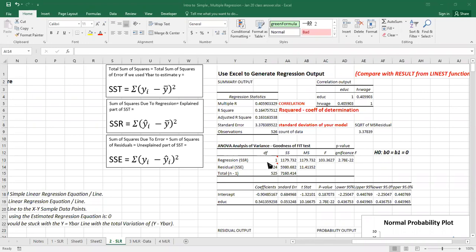Okay? And then this, guys, is your SSR, SSE, and your SST. Sum of the squares. SS refers to sum of the squares. Okay, I already wrote the formula here. SSR, sum of the squares due to regression. SSE, sum of the squares due to errors. And SST, sum of the squares due to total. Okay, so these are the formulas.